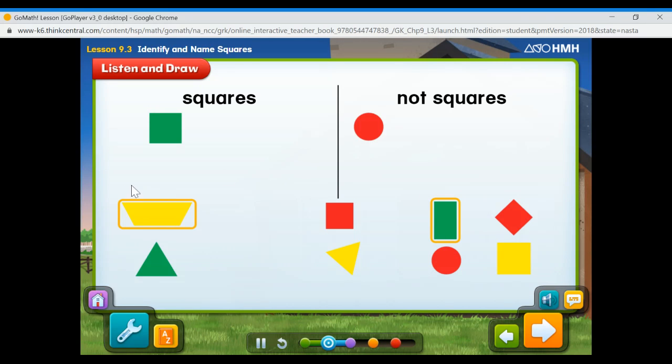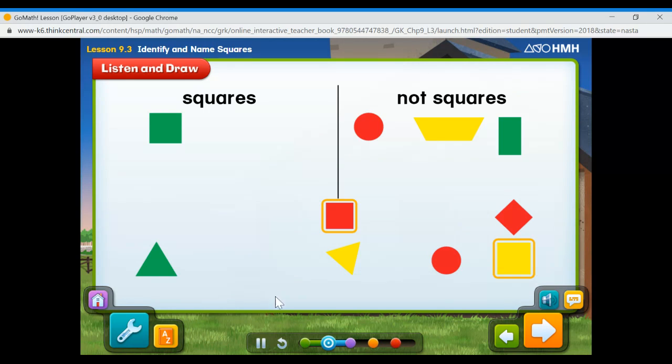Next, we have 2 more shapes. These shapes are not squares. They have 4 sides, but they're not of equal sizes. Let's take a look at which shape comes up next. 2 shapes. Let's see. Red and yellow. They both have 4 equal sides and 4 corners. In they go for squares.